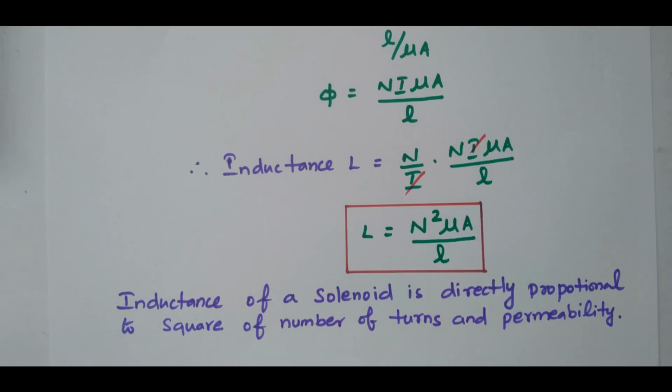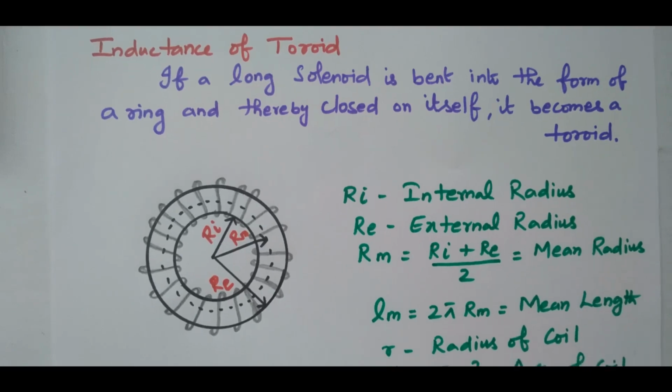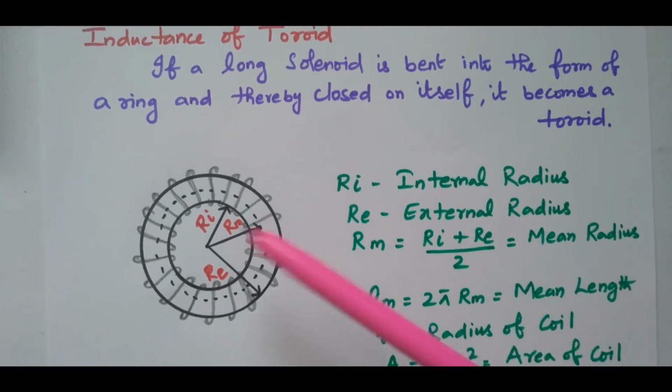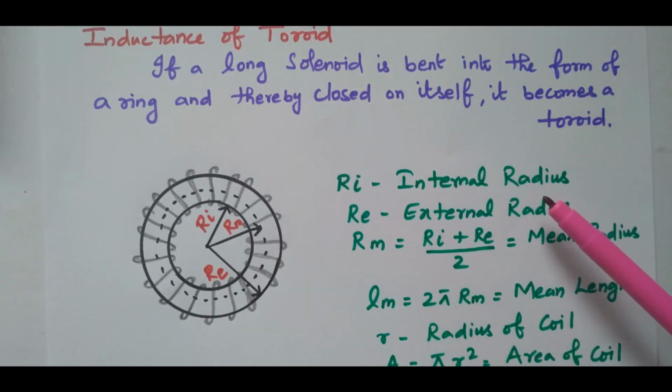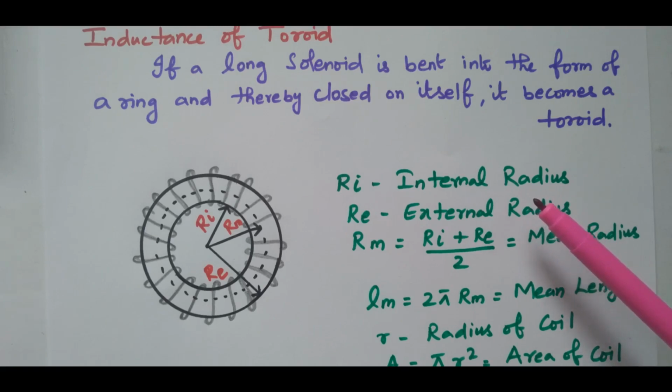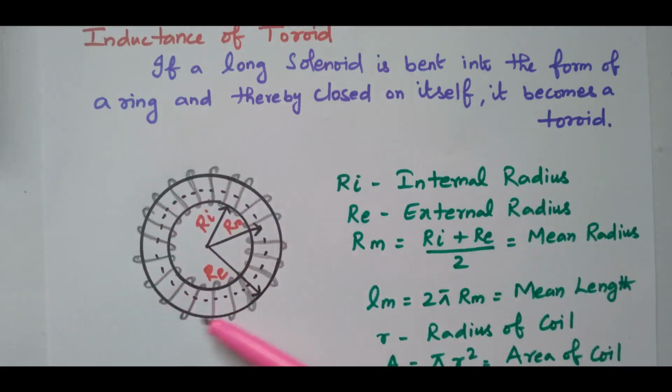Now we'll go to the toroid. We'll see the derivation of inductance of a toroid. So what is a toroid? If a long solenoid is bent in the form of a ring and thereby closed on itself, it becomes a toroid. If the two ends of the solenoid are joined together and form a circle, a ring, then it is called a toroid.